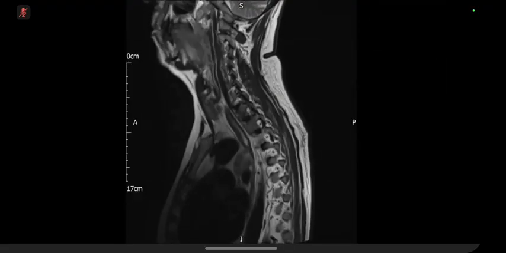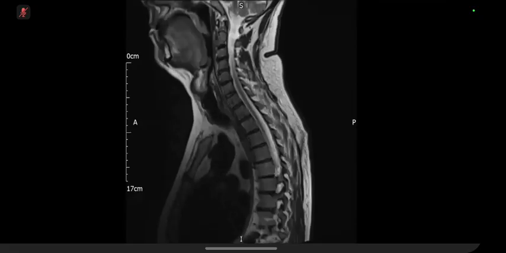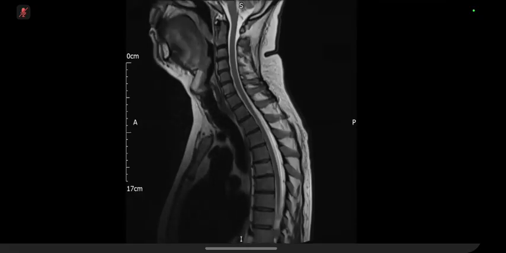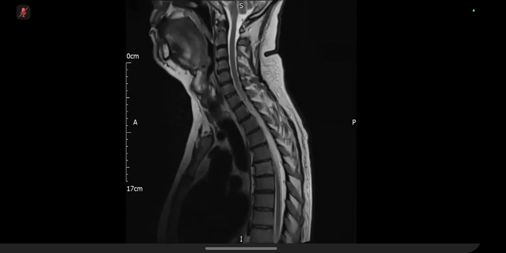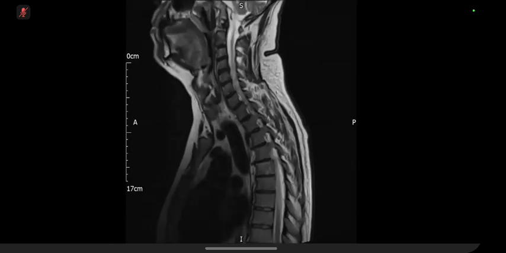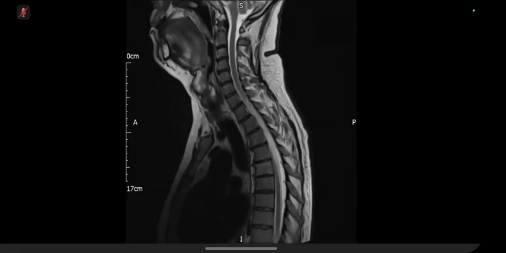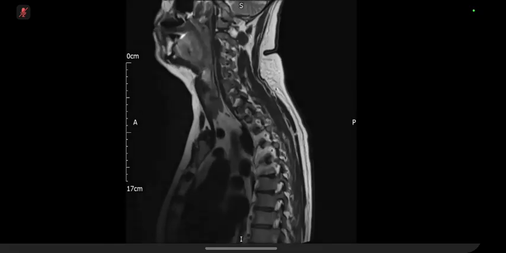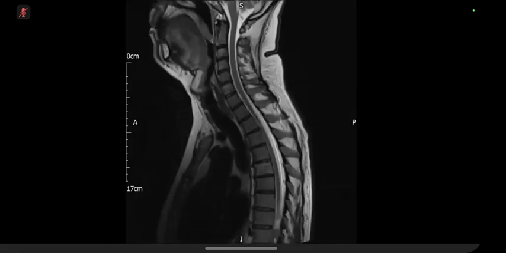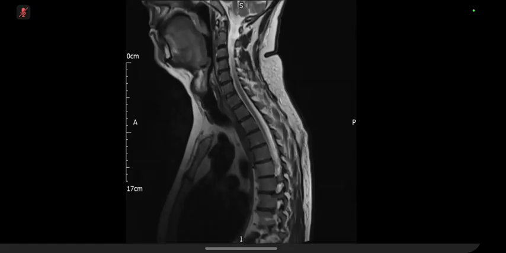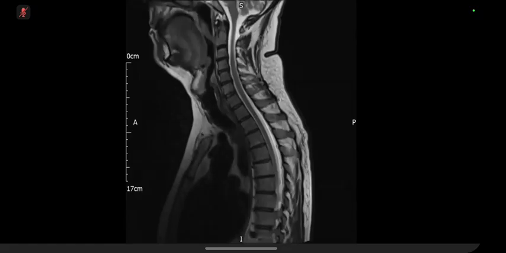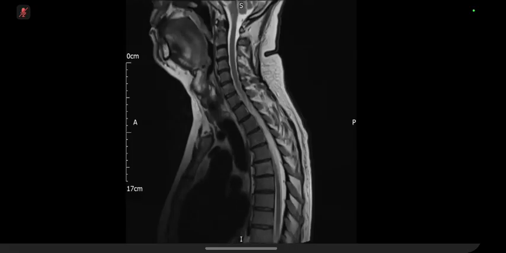So I have a sagittal T2 weighted image of the spine in a 45-year-old male patient. So in this sagittal T2, I can't see any significant stenosis. There's normal signal within the cord.